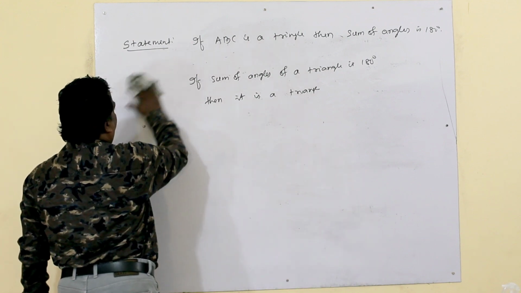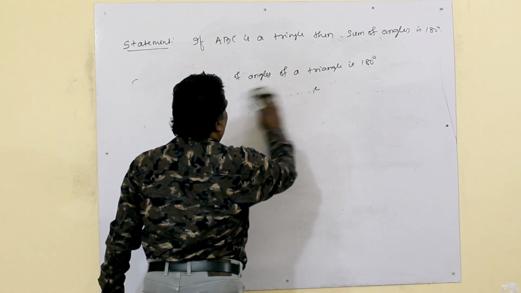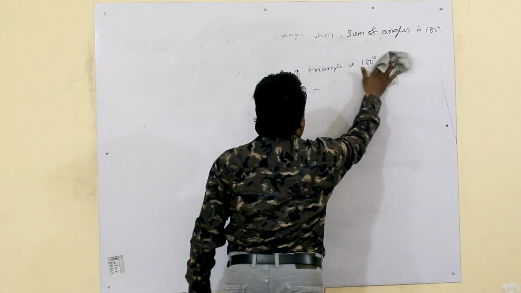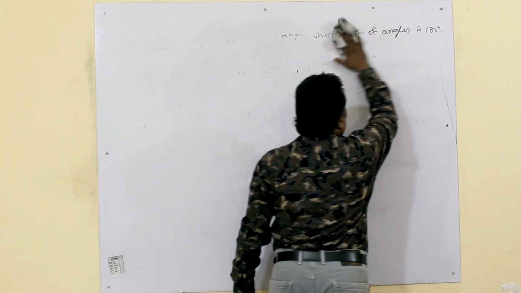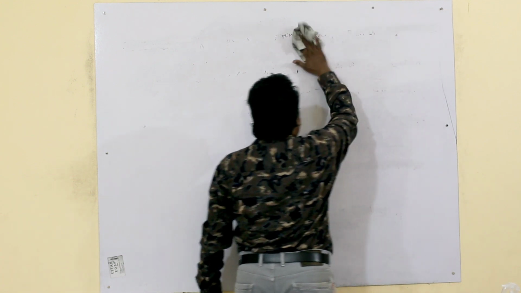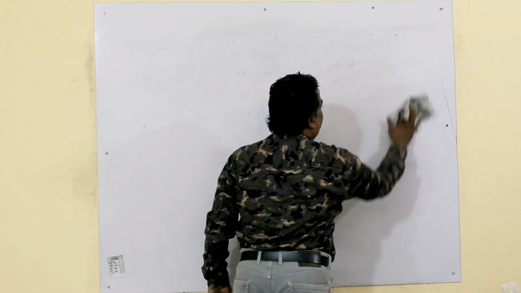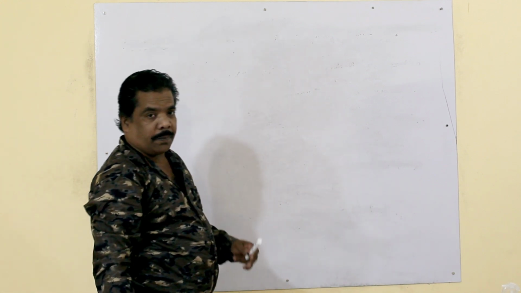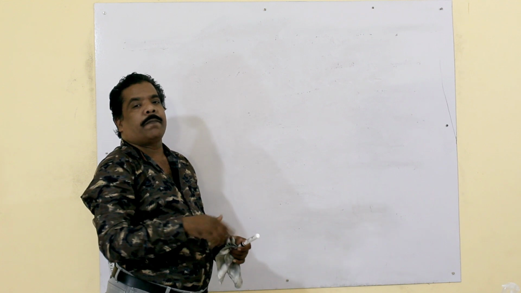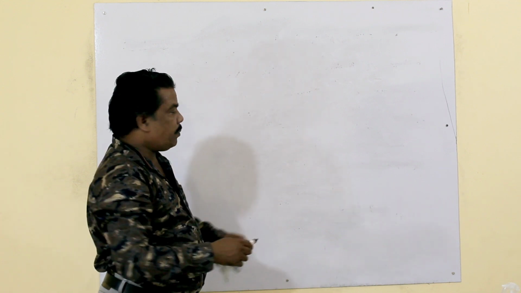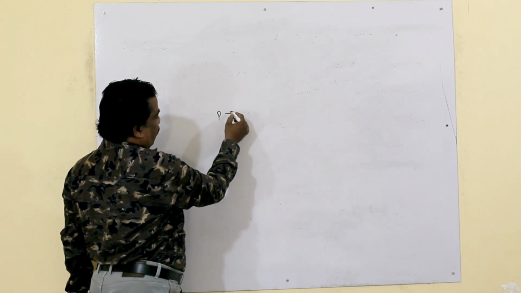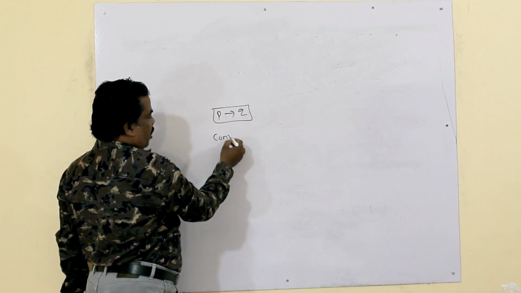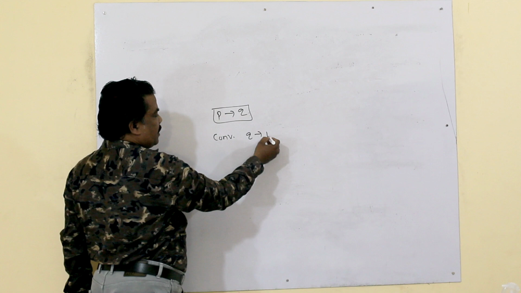So in this way we find the converse, inverse and contrapositive of a statement. First we have to see whether the statement is in conditional form or not. If the statement is not in conditional form, we first write it in conditional form. If the statement is in conditional form, then we write its converse, that is Q implies P.